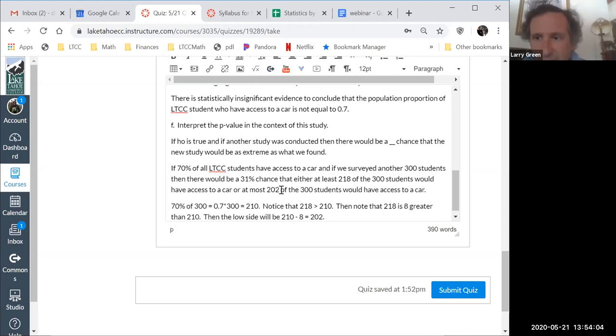And then you could do it that way too. It's the same. Whether you're doing percents or counts, it's the same. Okay. And notice it's of the 300. It's not a population. This is of the sample when you're talking about the p-value. Any questions at all on this example? On this quiz?